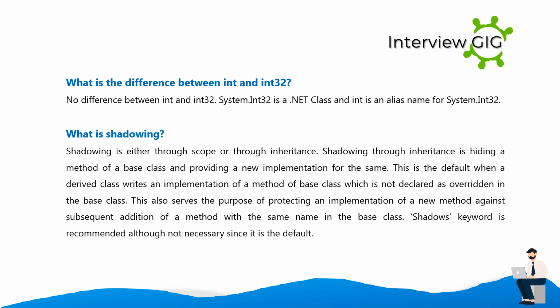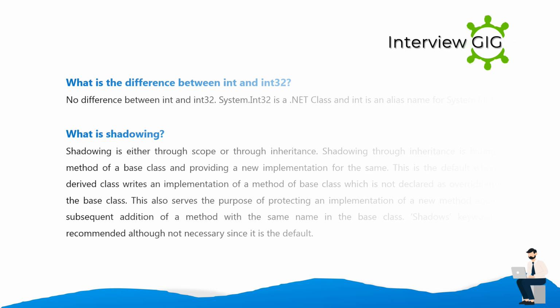What is shadowing? Shadowing is either through scope or through inheritance. Shadowing through inheritance is hiding a method of a base class and providing a new implementation for the same. This is the default when a derived class writes an implementation of a method of the base class which is not declared as overridable in the base class. This also serves the purpose of protecting an implementation of a new method against subsequent addition of a method with the same name in the base class. The Shadows keyword is recommended although not necessary since it is the default.